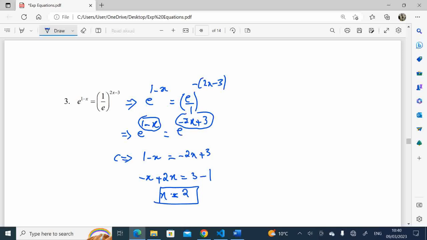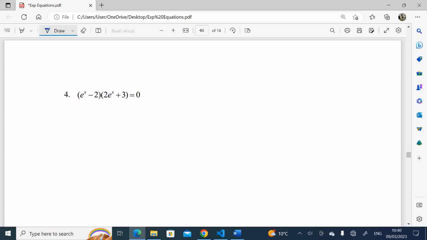So this is the solution for equation 3. Let's go to equation number 4. In equation number 4 we have (e^x - 2)(2e^x + 3) = 0. So now we have a product of factors equal to 0. In order to solve this equation, it means the first factor is 0, e^x - 2 = 0, or 2e^x + 3 = 0.